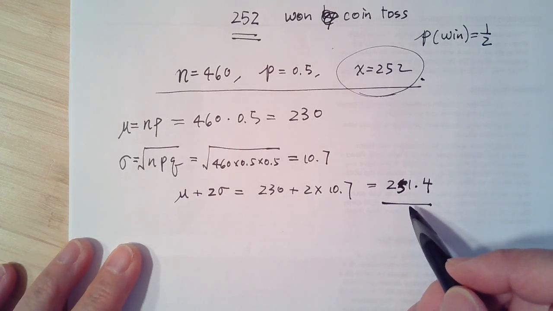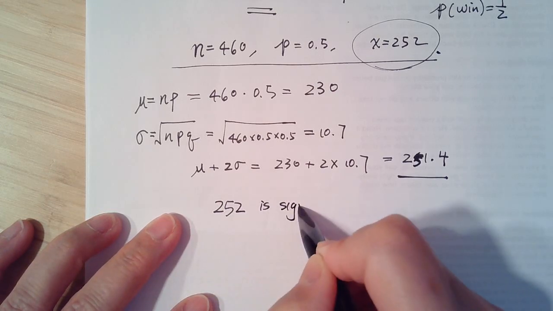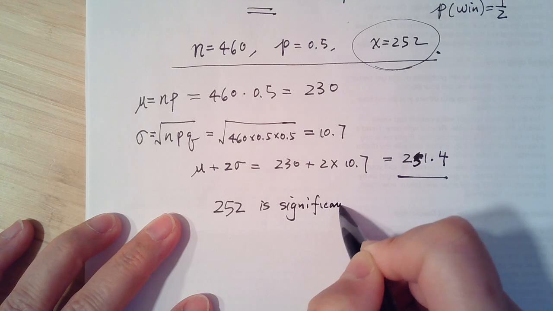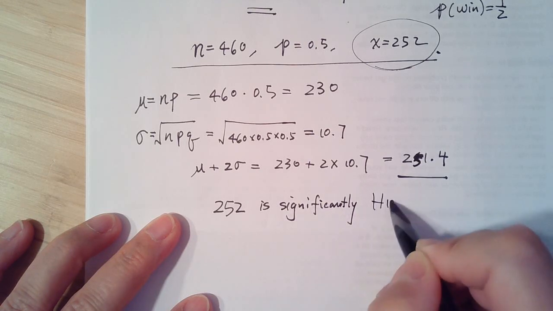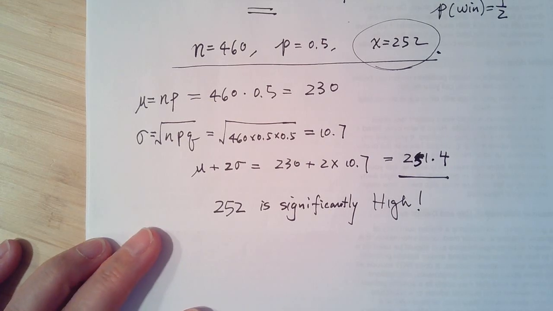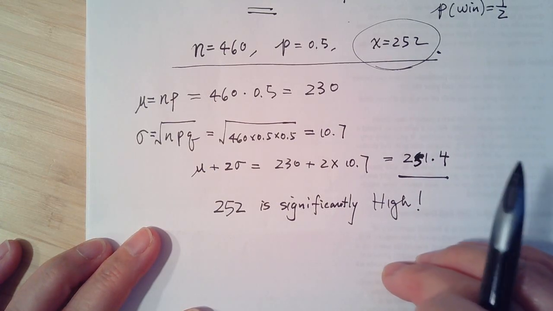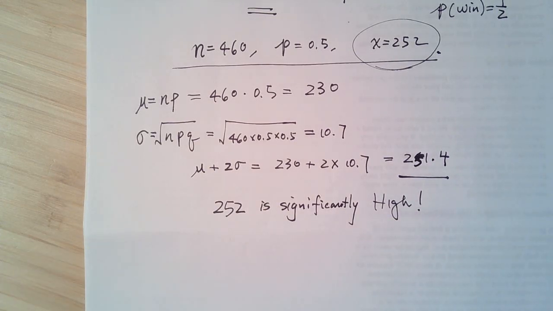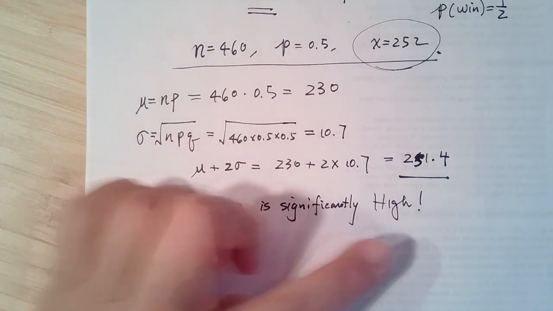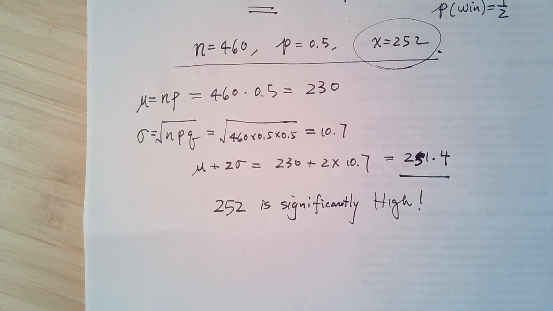So 252 is significantly high. That means the result of 252 wins is significantly high because it's greater than 251.4. That's your answer. All right, so everything we need to know about the binomial so far is here. You can start working on the homework.